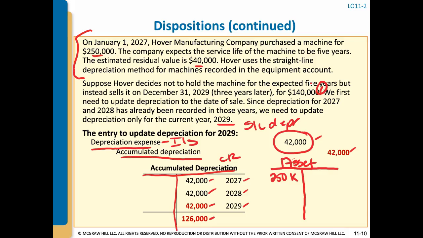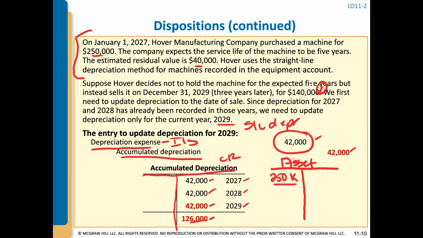So when we look at the items on our balance sheet related to this asset, we're going to have equipment for 250,000 and accumulated depreciation for 126,000, which we're going to have to write off, because we're selling it, so we need to take it off our books.